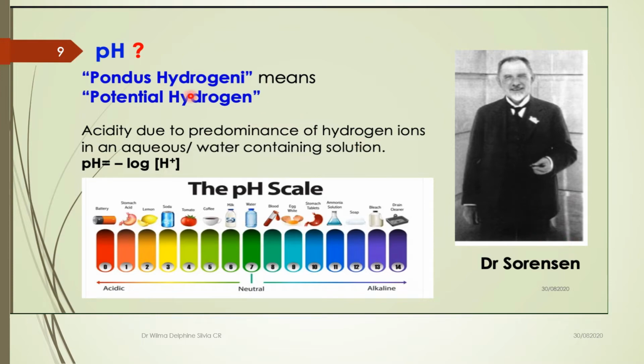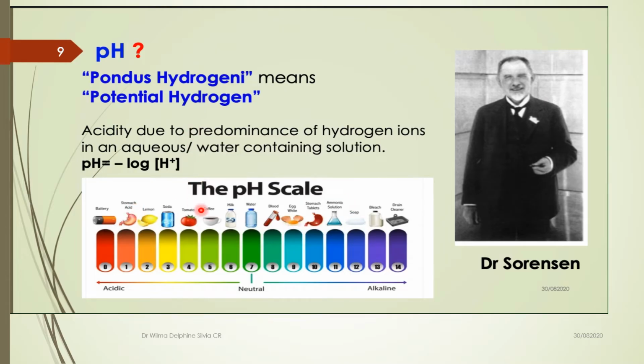So what do you mean by pH? pH is nothing but the Pondus hydrogeny, meaning potential hydrogen. When hydrogen ions are placed in an aqueous medium, that means a water-containing solution, it gives rise to acidity in the solution in which it is placed. So pH is nothing but the negative logarithm of hydrogen ion concentration. There is an inverse relationship between pH and the hydrogen ion concentration. As the pH increases, the hydrogen ion level decreases. As the pH decreases, the hydrogen ion concentration increases.